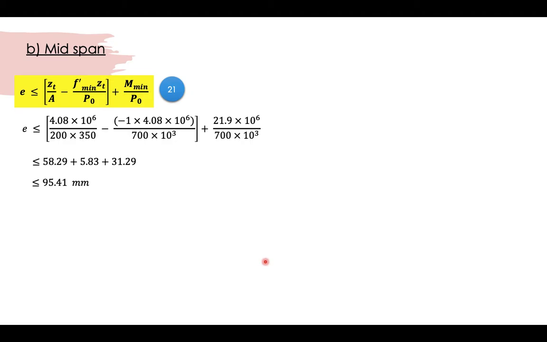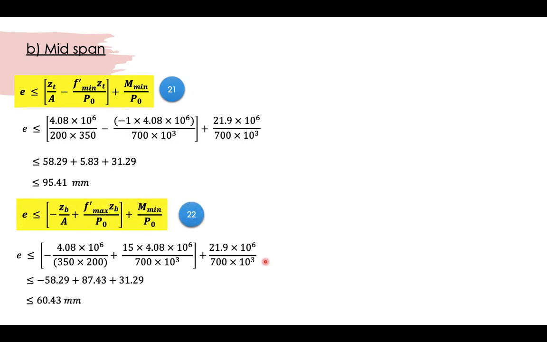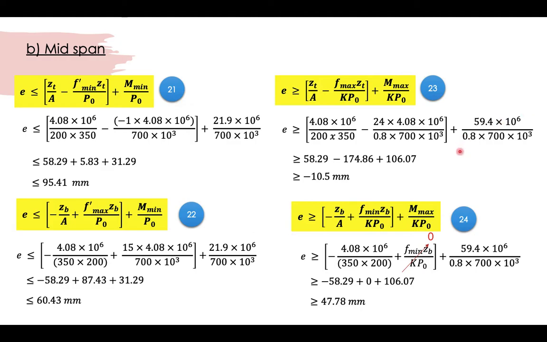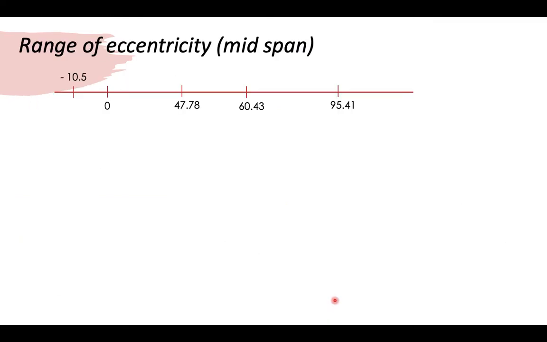So we are going to use similar equations, equations 21 until 24. Only that now you can see the difference is that we are going to have the values of the bending moment. So we have moment minimum for the values of E at transfer, and also moment maximum, which is for the E value at service. So we are going to end up with these inequalities, and based on that, we can draw the range of eccentricity for midspan.